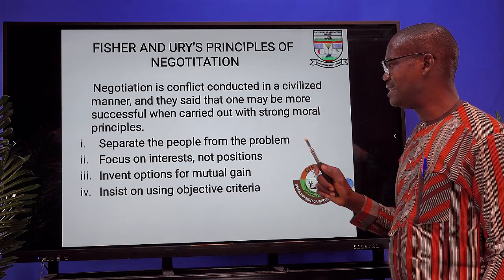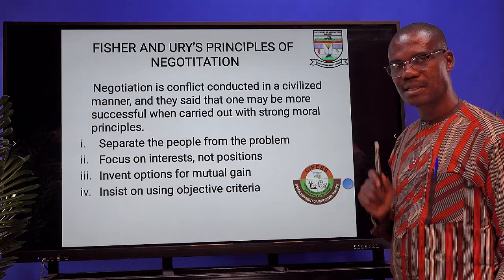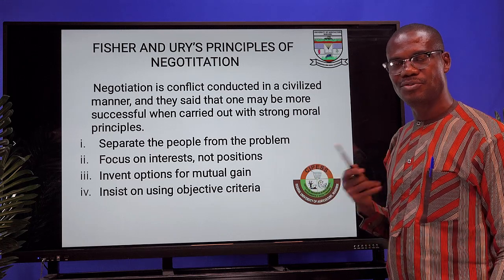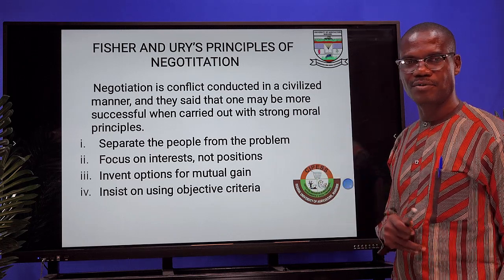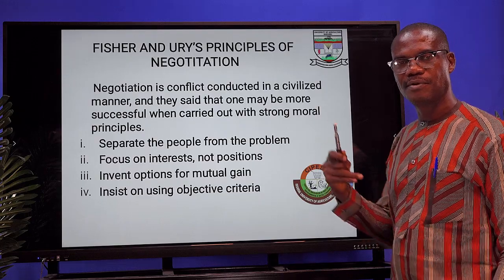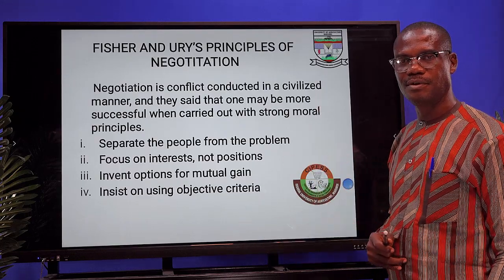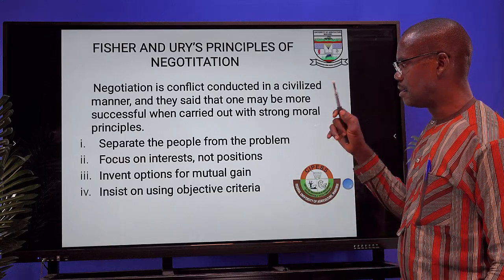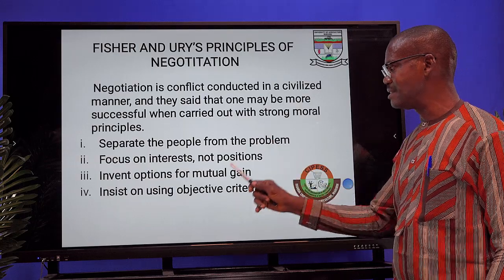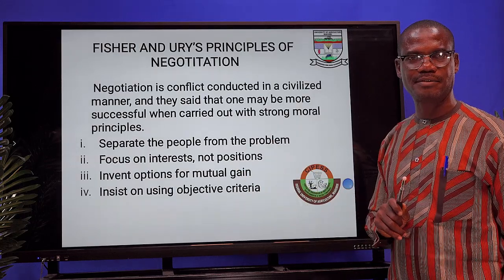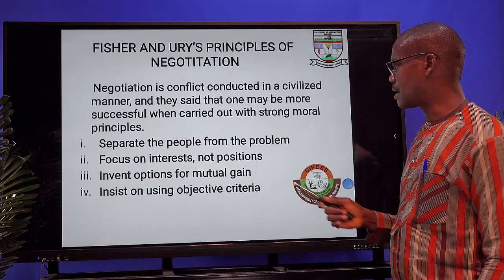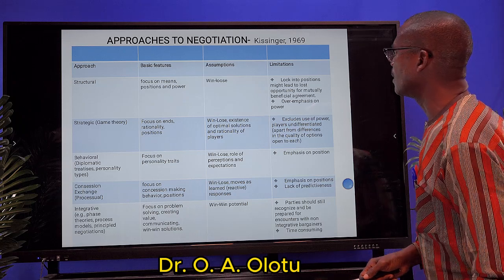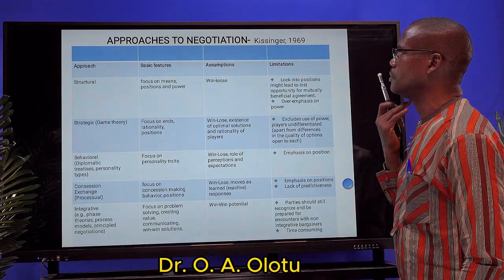You must focus on interest, not position, not status. Then you must invent options for mutual gains. Don't be selfish when you are going for negotiation. Don't put yourself in front of negotiations. Put the interests of everyone on the negotiation table. And finally, insist on using objective criteria. Use objective criteria. And that is what the principles of negotiation are, according to Fisher and Ury.